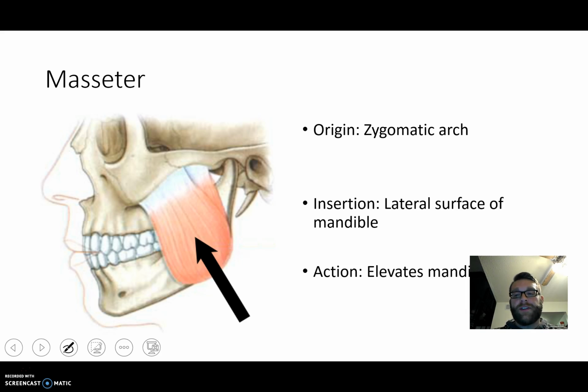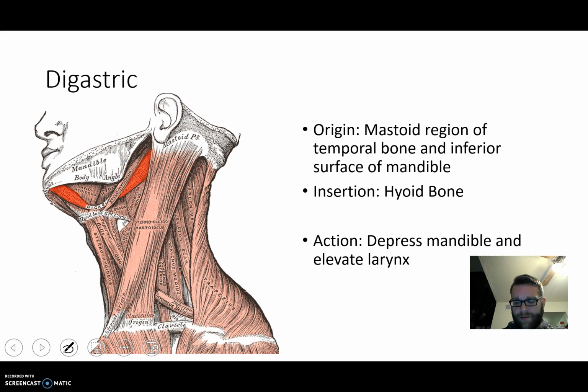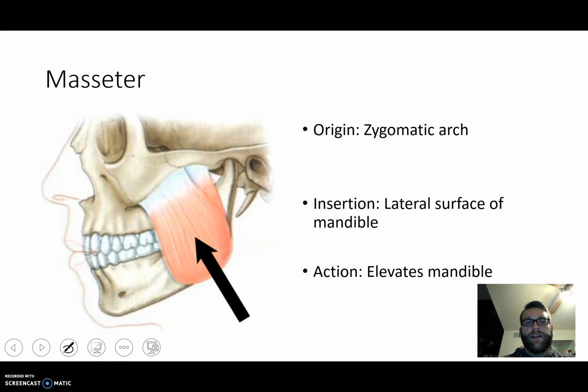So let's start with the first one. The first muscle that we're going to talk about is called the masseter. Have you guys heard of the term masticate? The masseter is a muscle that is used for chewing. Its main job is your chewing muscle. So here you've got the origin, the insertion, and the action.